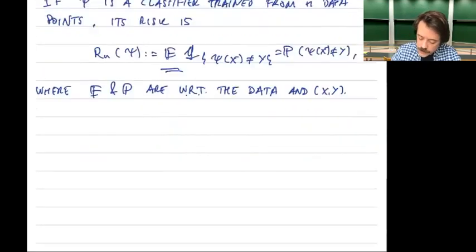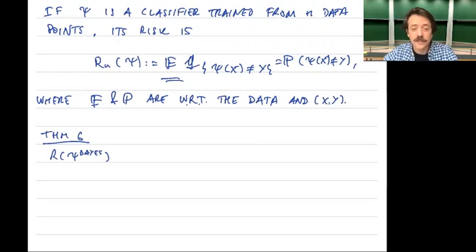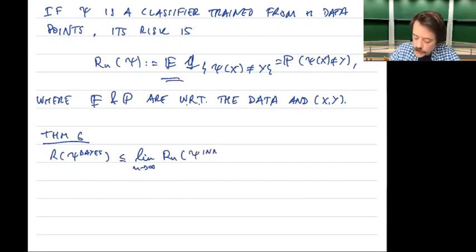So then, theorem 6. Okay. So we have that the risk of the base classifier, I remind you that this is the classifier with least risk for a given pi, so we are implicitly assuming that there is a given prior, is bounded by the limit as n goes to infinity of the risk of our nearest neighbor classifier, but of the one, the one that uses only one neighbor.